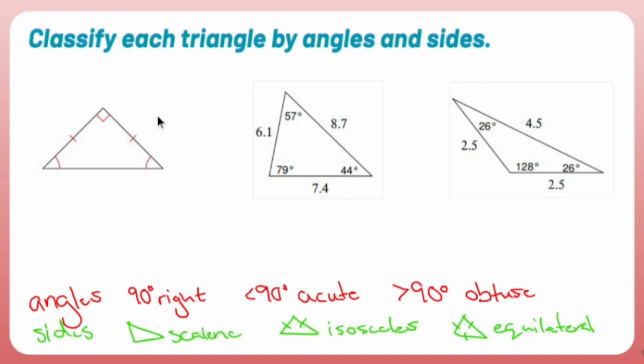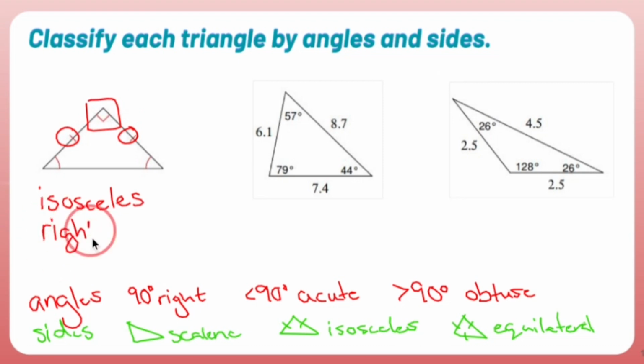So let's take a look at what we have here. This first triangle right here, I have two sides that are the same, which tells me that it's isosceles. And one of my angles is a 90-degree angle, so it's isosceles and right. There you go. No numbers needed for this one.